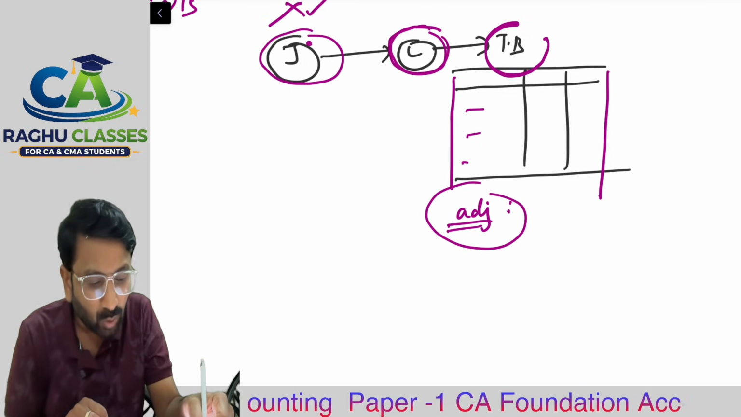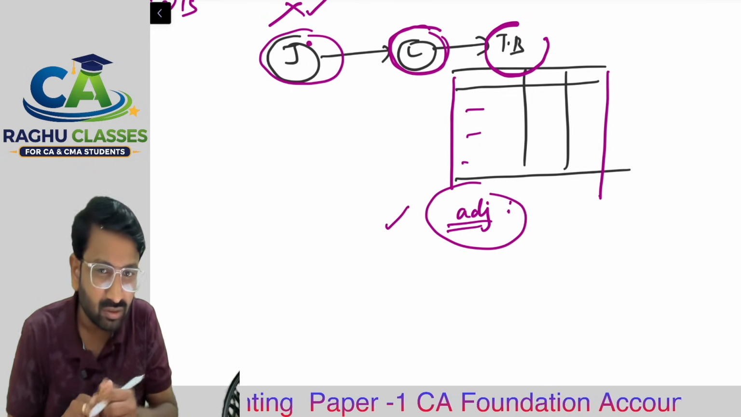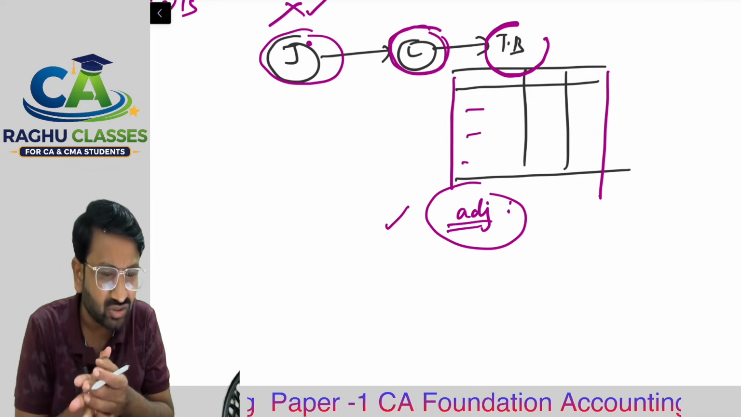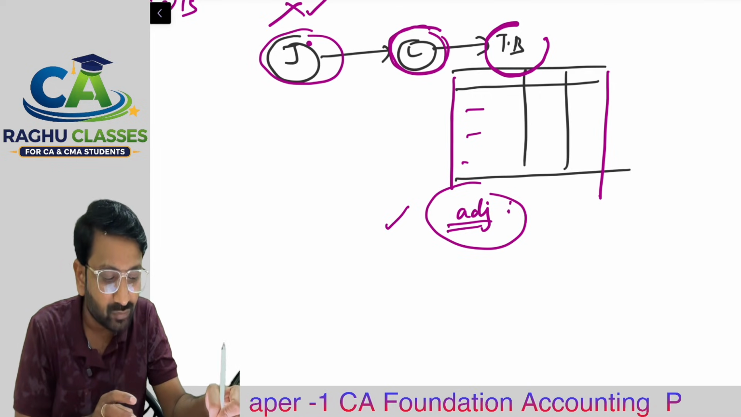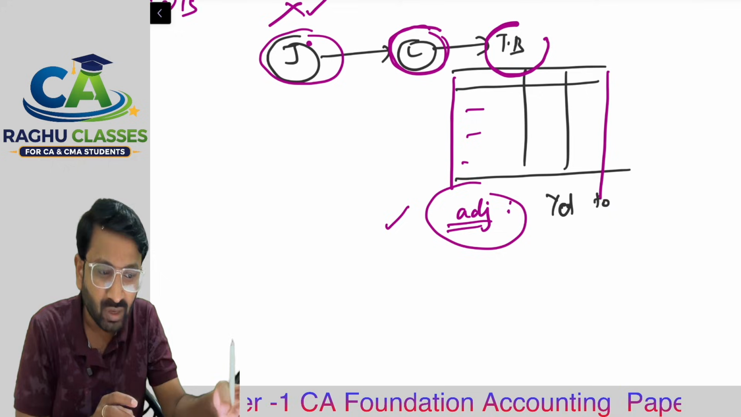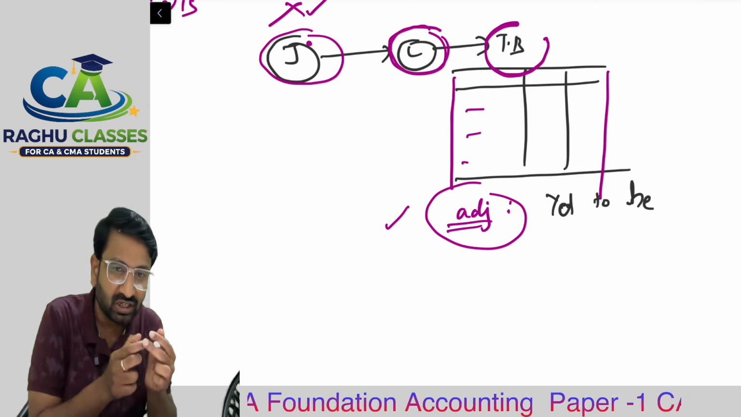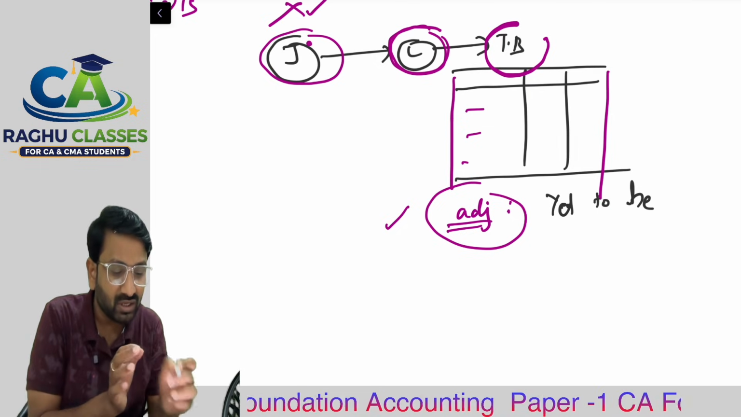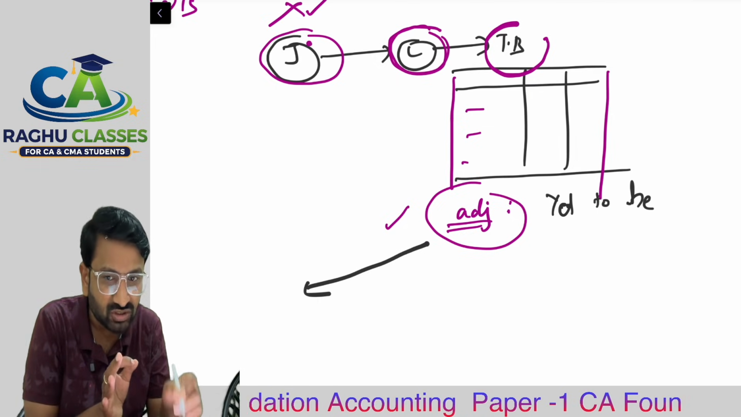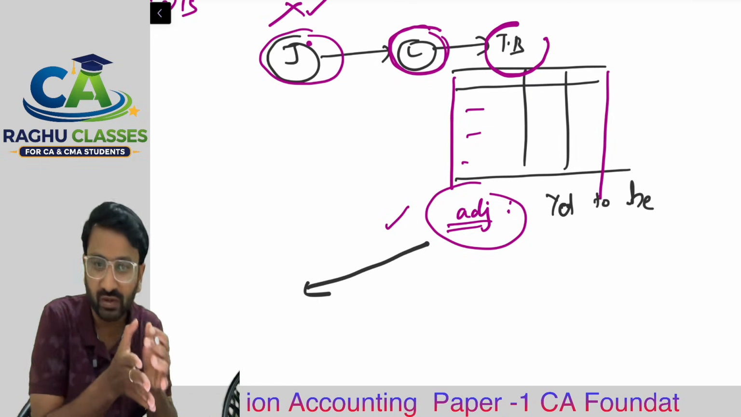If the item is outside the trial balance, what does it mean? Is the journal entry passed, or is it yet to be passed? We can say the journal entry is yet to be passed. Since the entry is not yet passed, the item is appearing outside the trial balance. Which means in case of adjustment, the first thing that I'm supposed to do is make an entry for that.